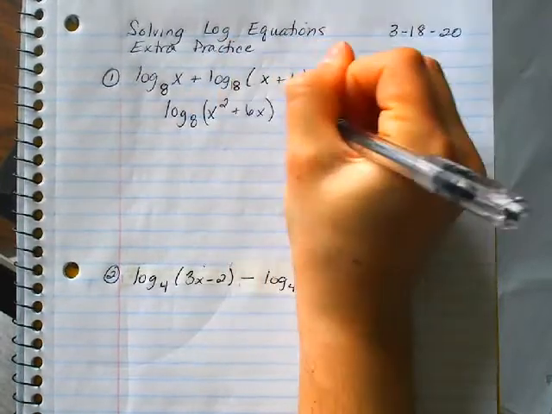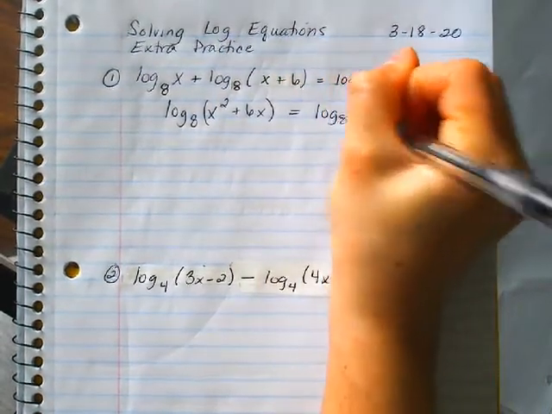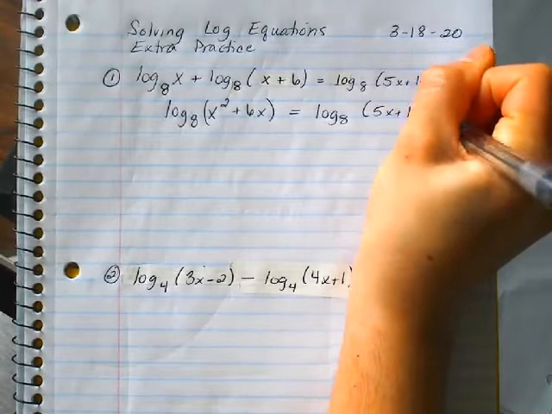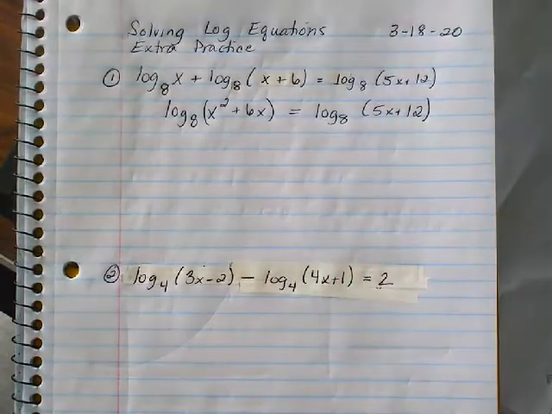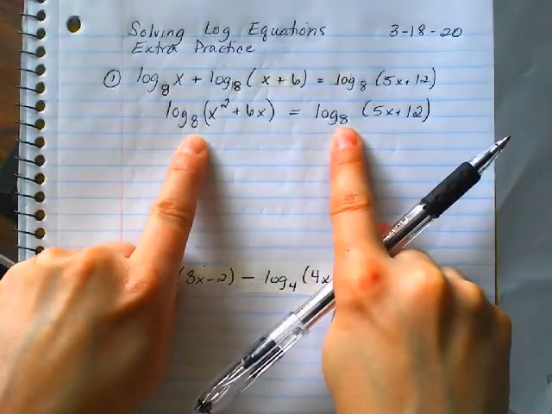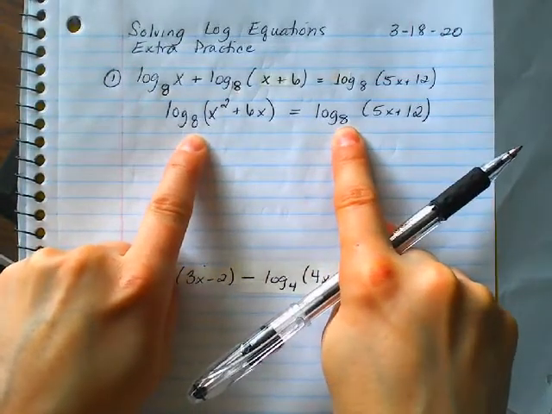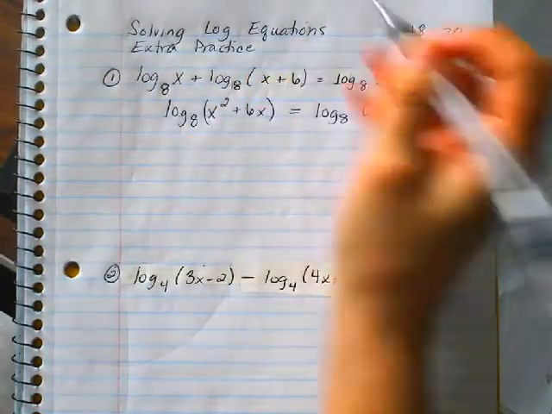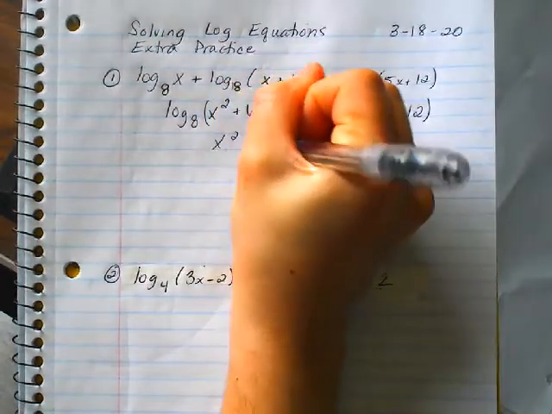Okay. And on the right side of the equation, log base 8 of 5x plus 12. So when you get to the point where you have a log on both sides with matching bases, you're pretty much always going to disregard the log and set the arguments equal to each other.